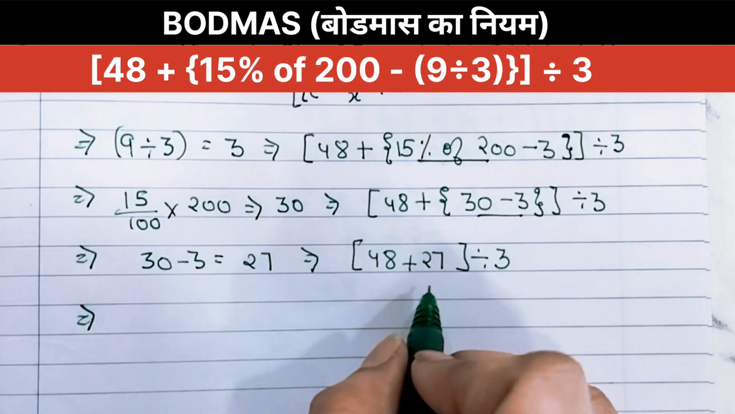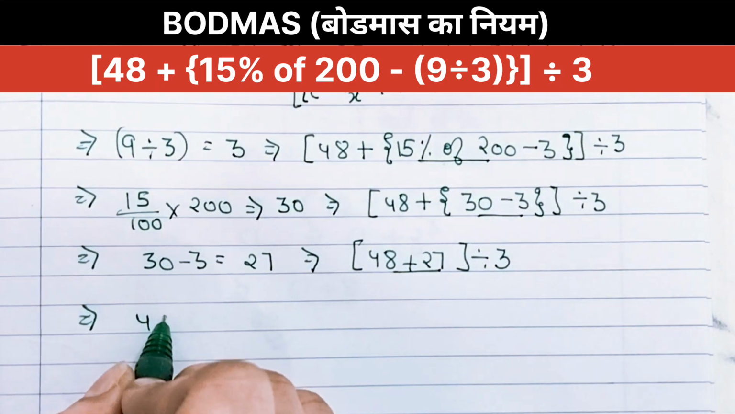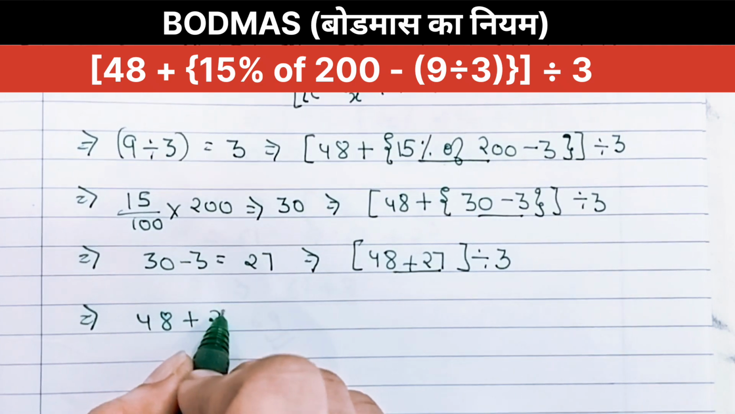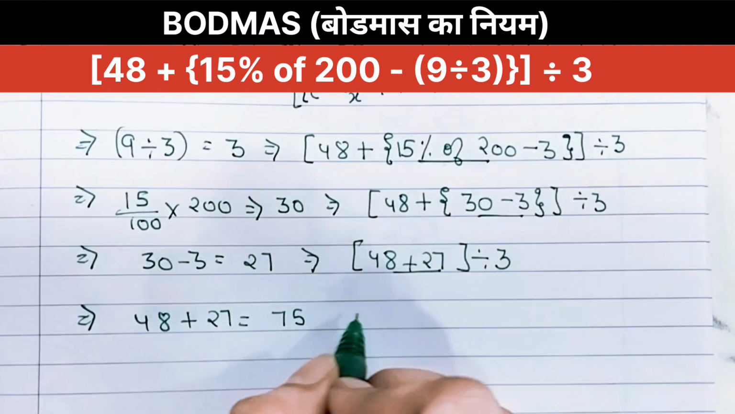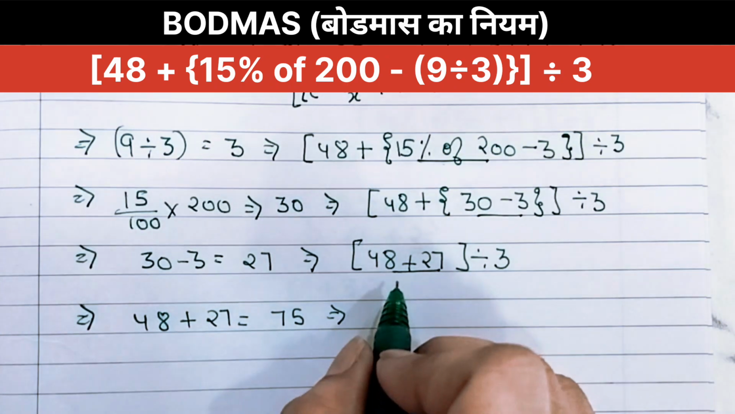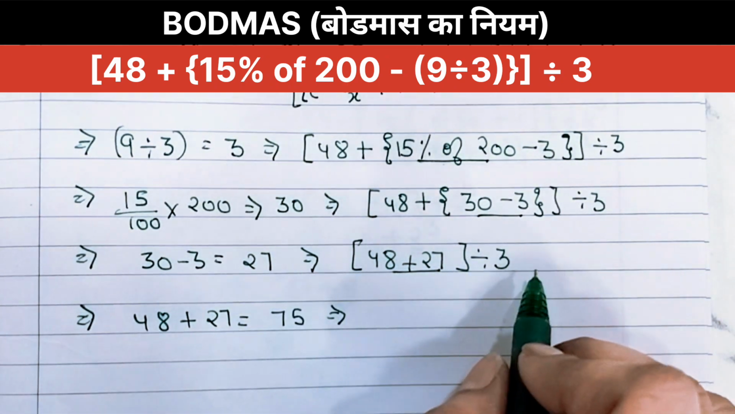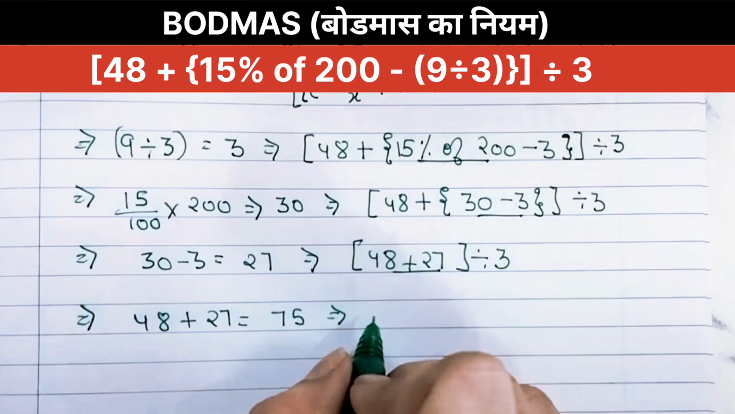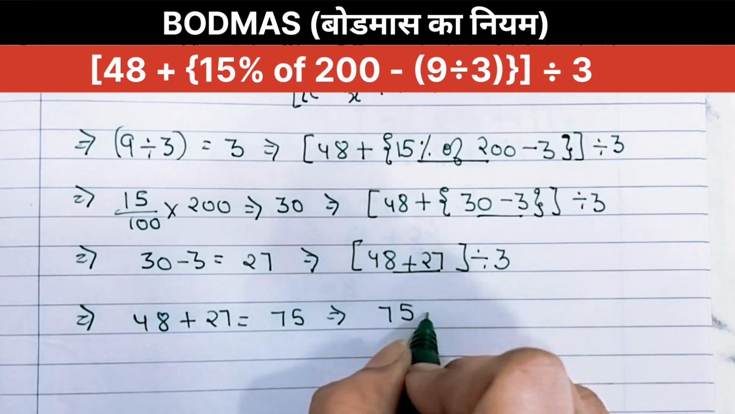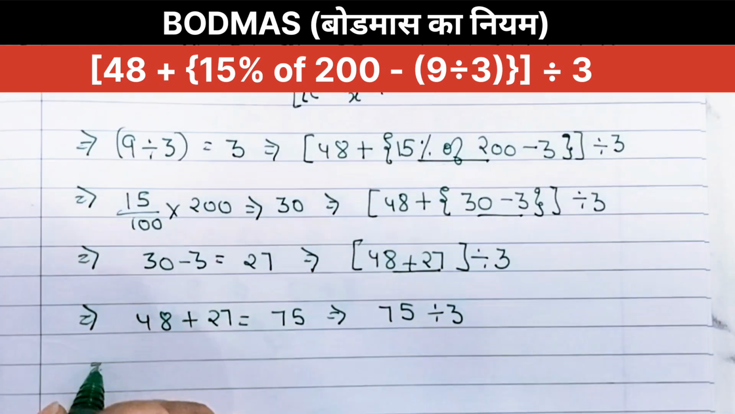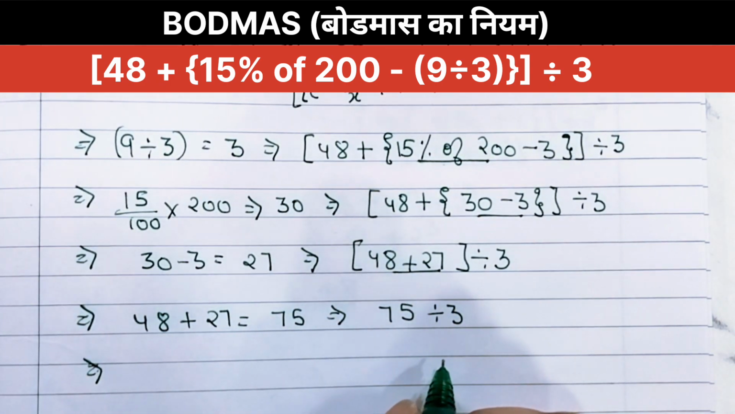Solve the addition inside the square brackets. Now there is 48 plus 27. We'll get 75. According to this step, we solve all the bracket operations before dividing by the outside number, and now the current expression becomes 75 divided by 3. Now finally perform the division. This is the last step.